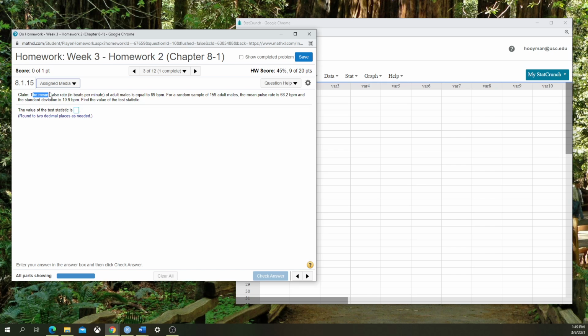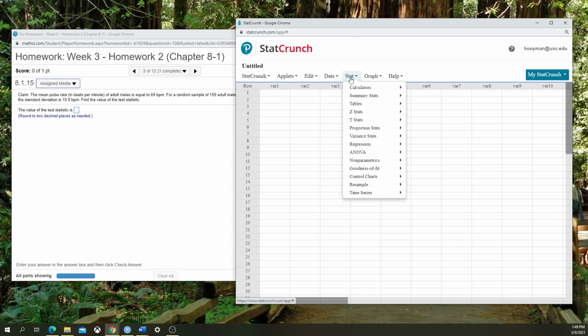So again, the claim is the mean pulse rate of adult males is equal to 69 beats per minute. For a random sample of 159 adults, the mean pulse rate is 68.2 and the standard deviation is 10.9. I'm going to walk through this very slowly. We're first going to go to Stat, and you see we are going to venture below to Calculator's Summary Stats. We're going to go now to T Stats.